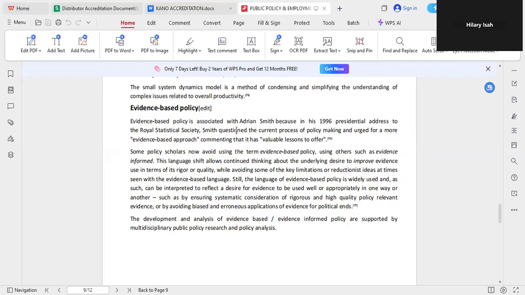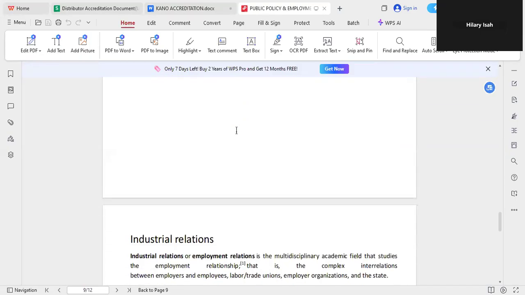So some policy scholars now avoid using the term evidence-based, using terms such as evidence-informed instead. So the language shift continues and brings about continuous thinking, an underlying desire to improve evidence in terms of rigor and quality. Still, the language of evidence-based policy is widely used and as such can be interpreted to reflect the desire for evidence, by ensuring systematic, rigorous, high quality, relevant evidence. So the development and analysis of evidence-informed policy are supported by multidisciplinary systems to give proper information.